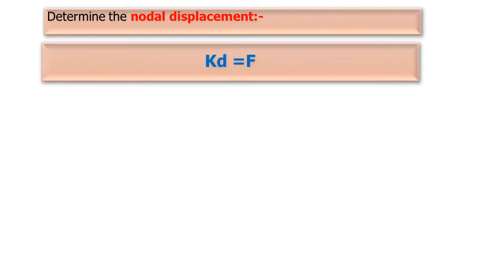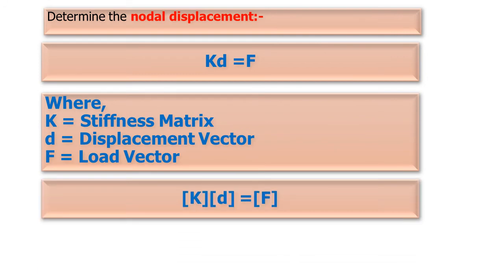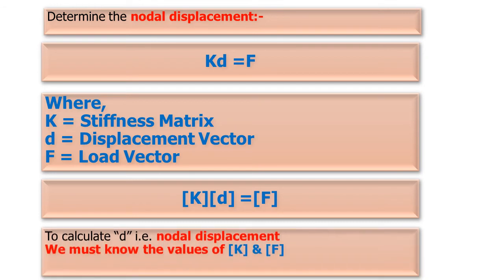Next, the question was to determine nodal displacement. To determine nodal displacement, the formula used is KD equals F, where K is the stiffness matrix, D is the displacement at the nodes, while F is known as the load vector. So K is the stiffness matrix, D is the displacement vector, F is the load vector. We represent them in terms of matrices or vectors, therefore they are normally expressed in this way in an array. KD equals F.